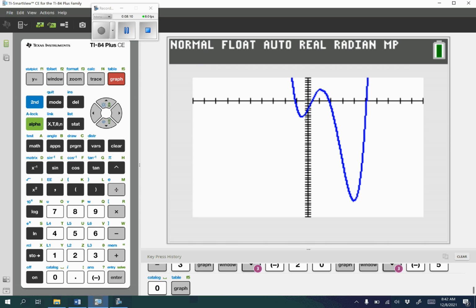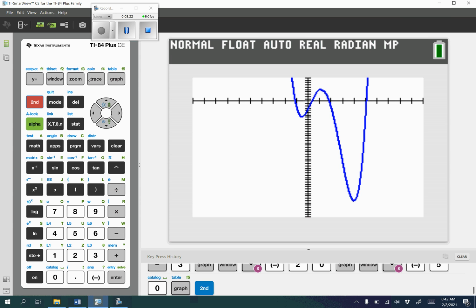Okay, so we have 2 minimums to find and 1 maximum. We can do this left to right, so do the min, max, then the min, or just do the 2 mins first and then the max. So I'm just going to do the 2 mins first.